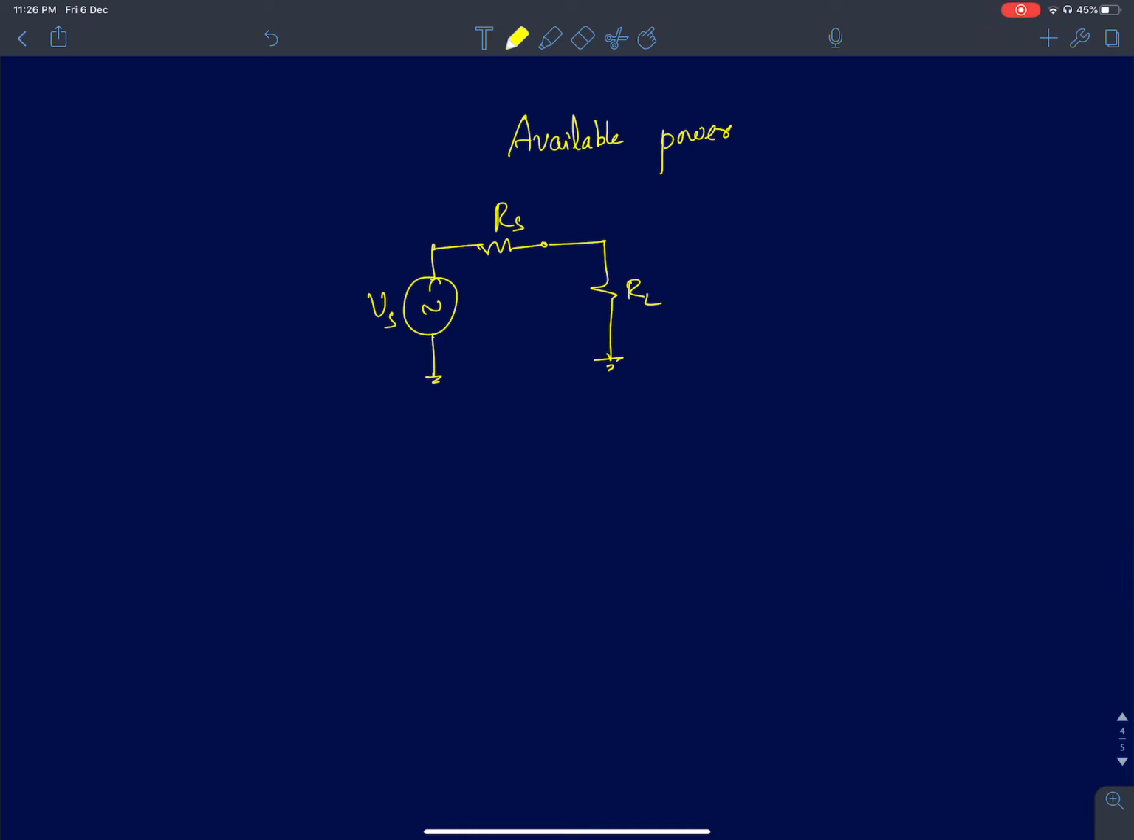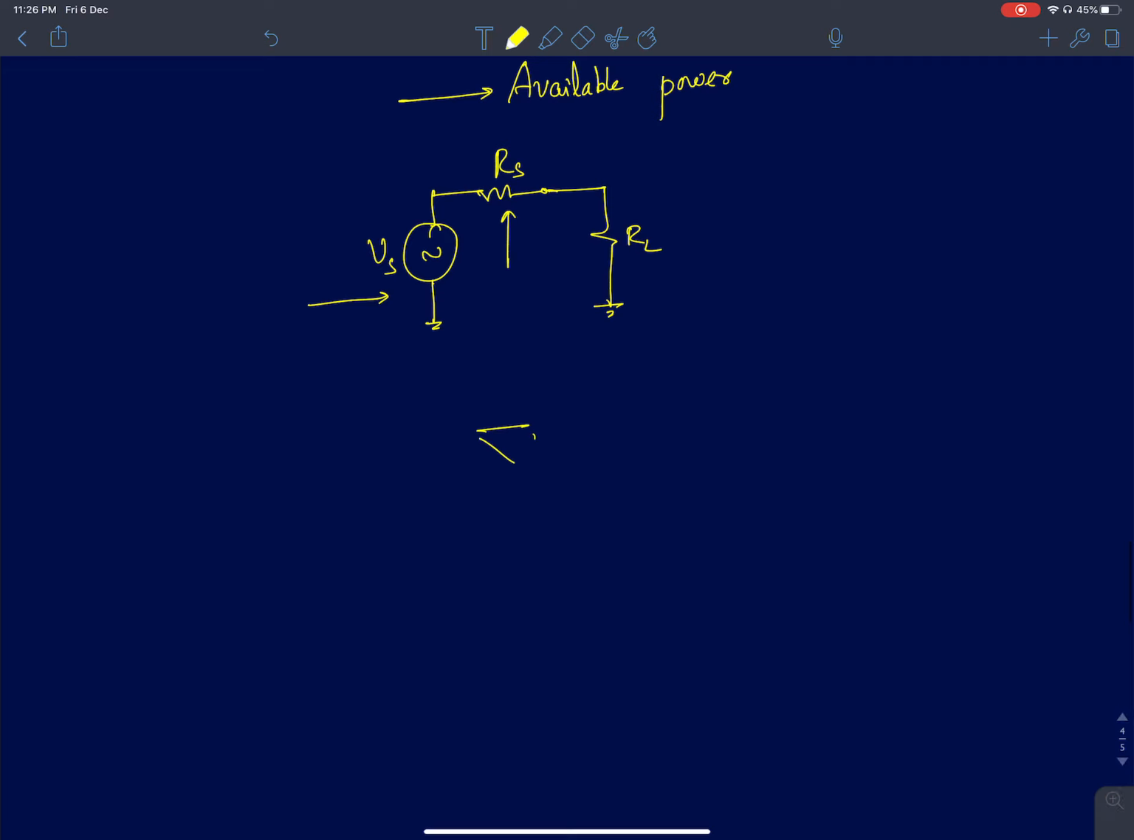Hi everyone. In this lecture, I'll introduce some terms which we'll be later using in noise figure and sensitivity analysis of RF circuits. So one of the common terms is available power. Most of the RF amplifiers or antennas can be modeled as a voltage source and a resistance in series with it.